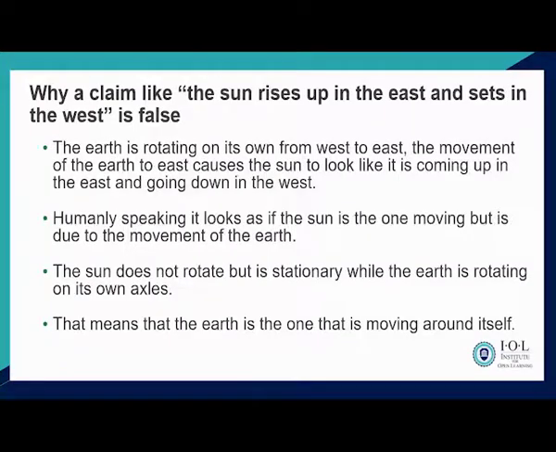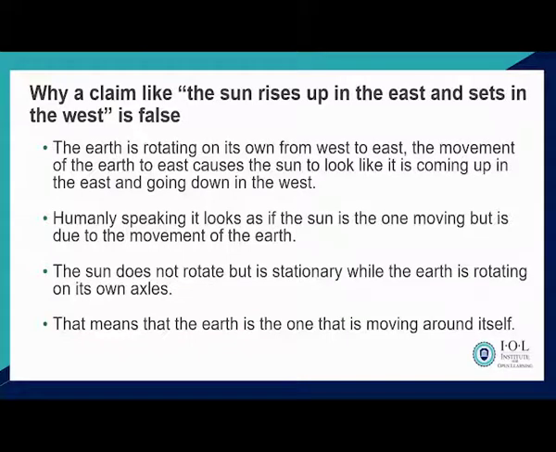The other topic that I have to present to you is why a claim like the sun rises in the east and sets in the west is false. There is such a claim, but it is regarded as false. Basically, the Earth is rotating on its own, mainly from west to east.